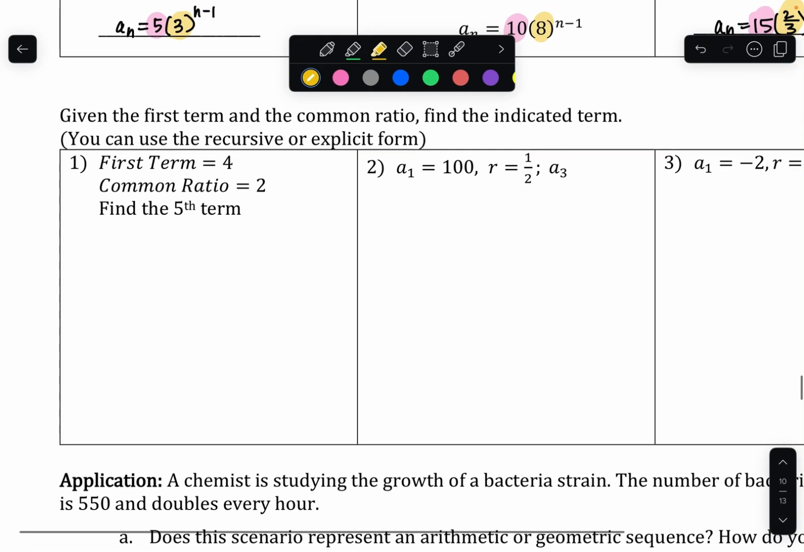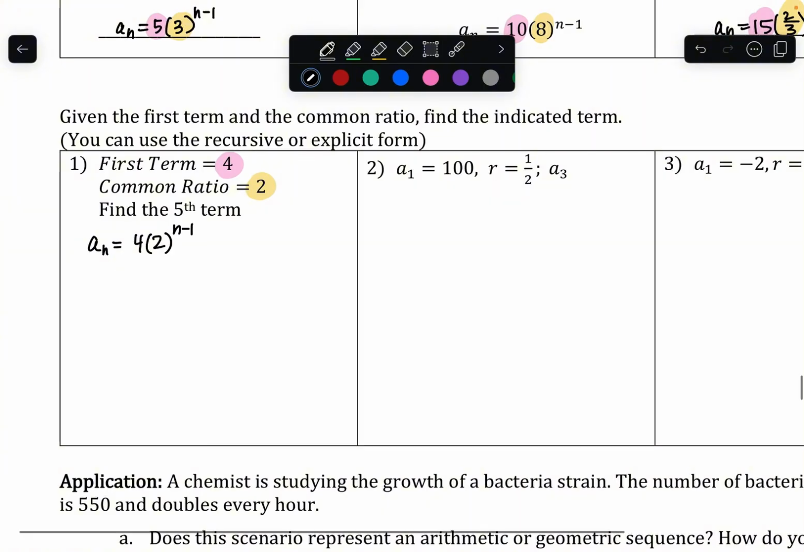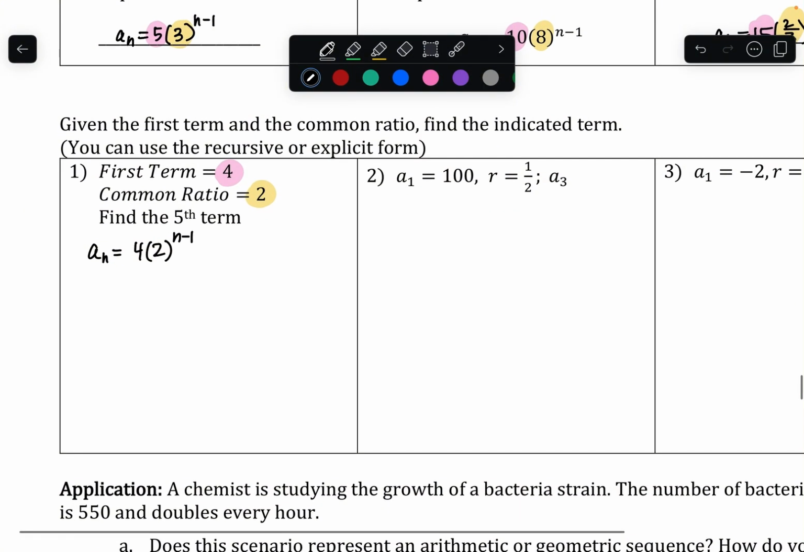All right, given the first term and the common ratio, find the indicated term. So they're telling me my first term is 4 and my common ratio is 2. And so my explicit form would say take the 4 and multiply it by 2 with n minus 1 as our exponent. So for our fifth term, we would take the 4 and we would multiply it by 2 4 times.